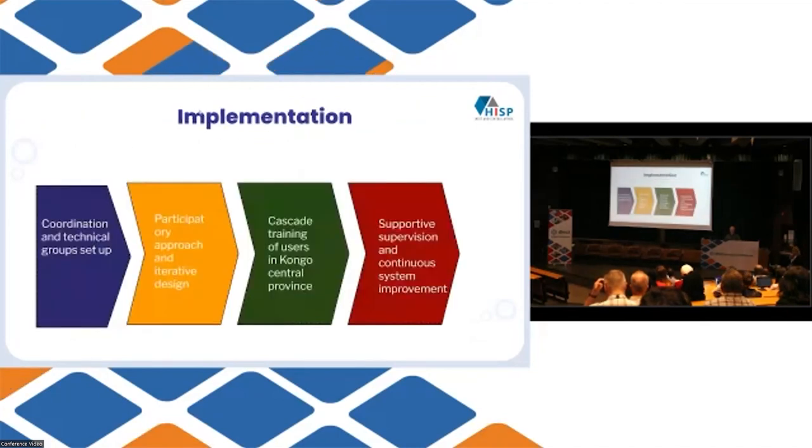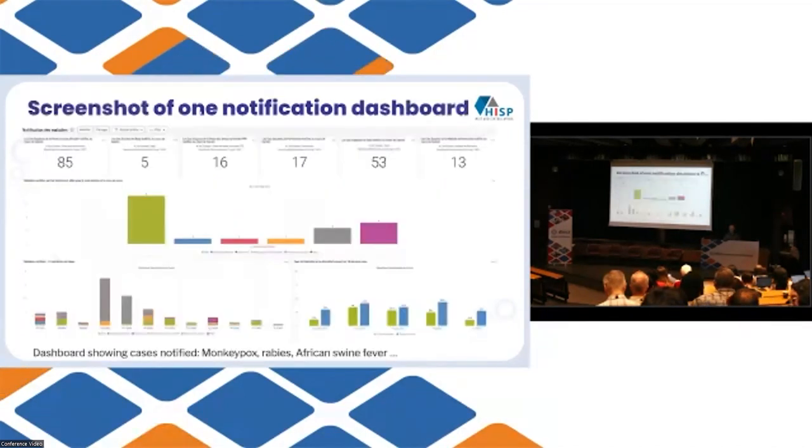Okay. Implementation. Actually, it's been working since last year, and they have supervision, starting with training and supervision every quarter. That is still working, of course, depending on funding, how this continues. Here we have a screenshot of the One Health notification dashboard, where we have monkeypox, rabies, African swine fever, among others. So the system is working and collecting data.